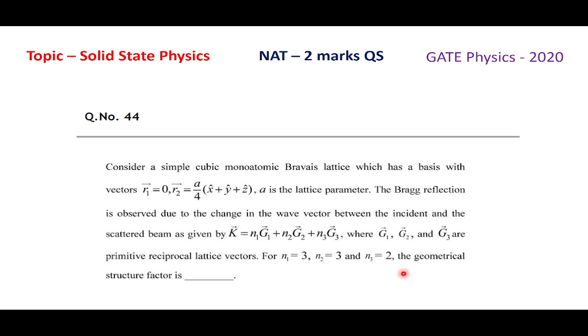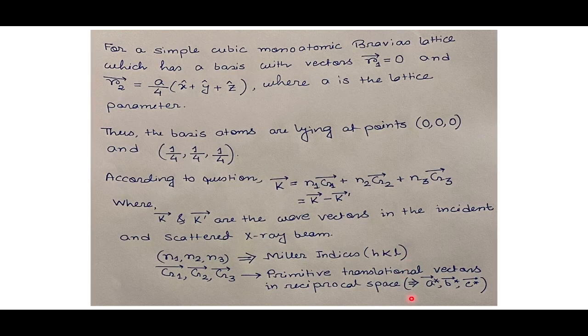Okay, I'll go quickly to the solution. I think this is a very straightforward question, so I don't have to discuss much. For a simple cubic monoatomic Bravais lattice which has two bases, at 0 and at a by 4 times x cap plus y cap plus z cap, where a is the lattice parameter, the basis atoms are lying at 0, 0, 0 and 1 by 4, 1 by 4, 1 by 4. You understood that from these positions, right?